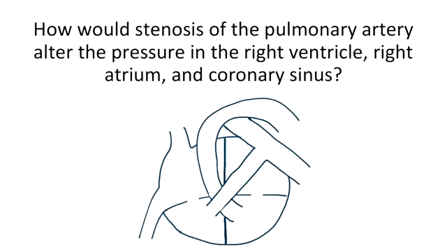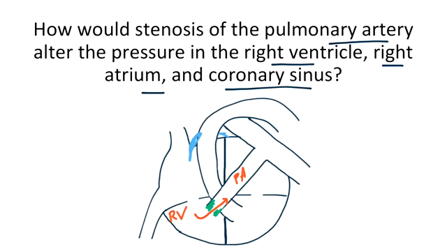How would stenosis of the pulmonary artery alter the pressure in the right ventricle, right atrium, and the coronary sinus? Again, I'll draw on the coronary sinus here. Recall that stenosis just means blood has a harder time moving through it. So I'll indicate that here. So blood has more difficulty moving from the right ventricle to the pulmonary artery.